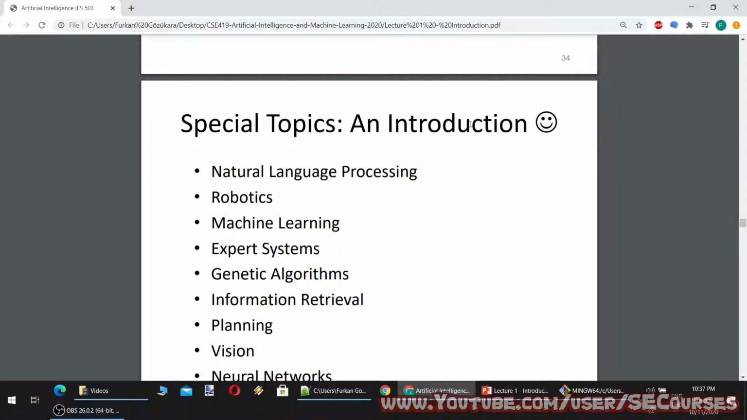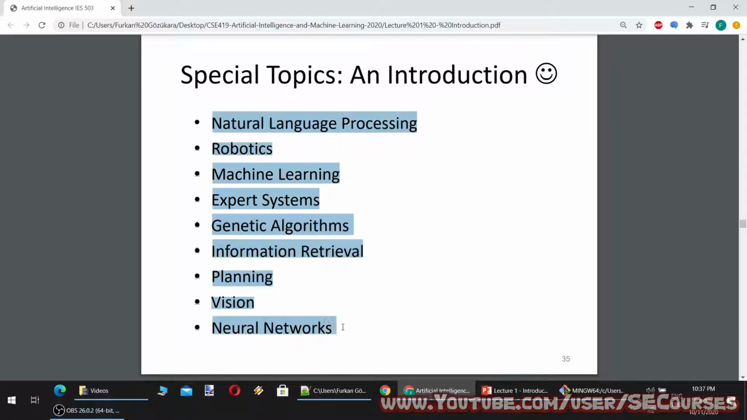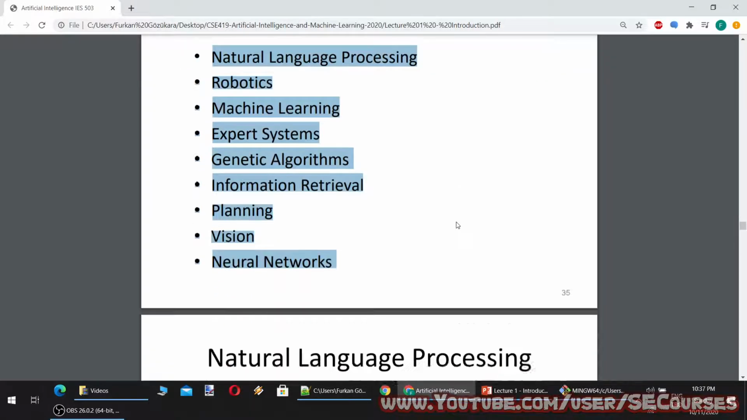Okay, special topics and introduction. So these are the topics of AI: natural language processing, robotics, machine learning, expert systems, genetic algorithms, information retrieval, planning, vision, neural networks.